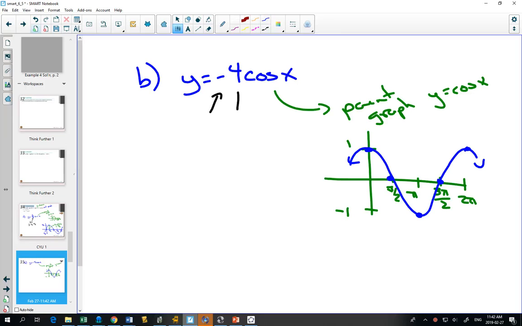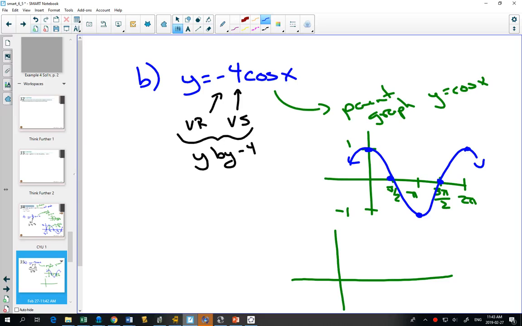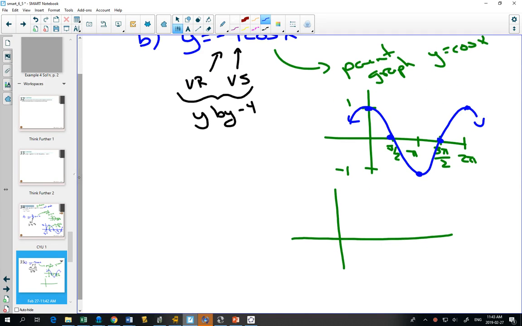They're both outside. This will be a vertical reflection, and this will be a vertical stretch. Together, those multiply your y values by -4. So what does our new graph look like? Well, instead of starting at a +1, it now starts at a -4. If I multiply my y value, which is 1, by a -4, it would be at -4.